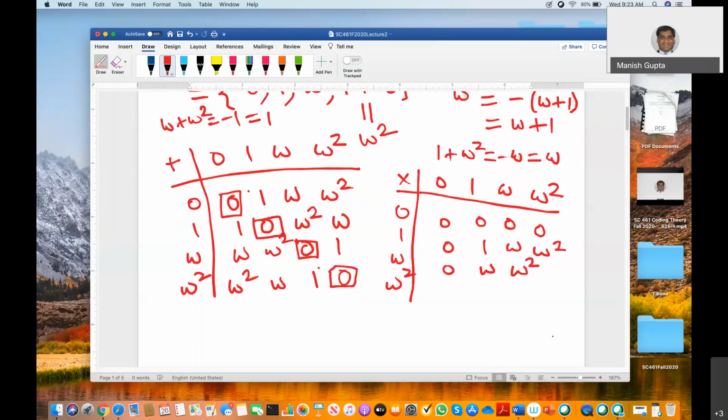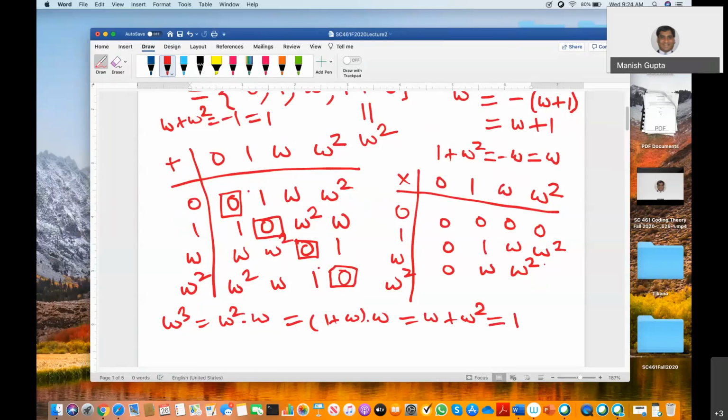What is omega cube? I can compute it here for you. Omega cube will be nothing but omega square into omega, correct? But omega square is nothing but 1 plus omega, into omega, which is the same thing as omega plus omega square. But since omega square plus omega plus 1 is equal to 0, this is nothing but 1. Okay? So omega cube is equal to 1.